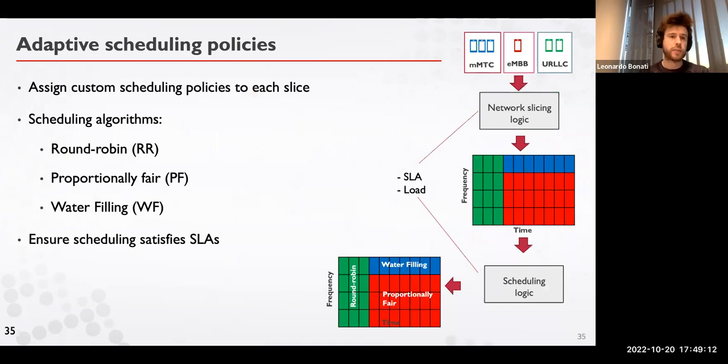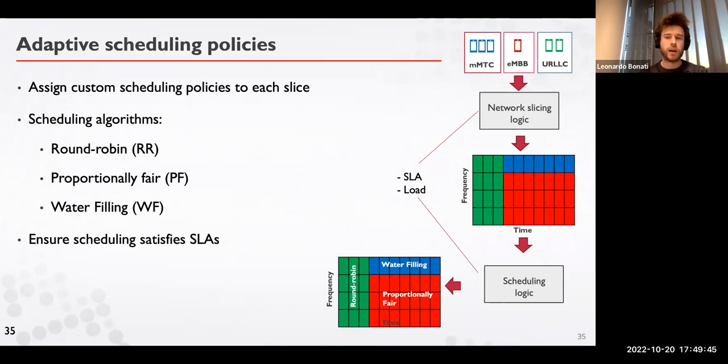Then another use case can be to adopt scheduling policies inside our network. So going back to the previous example, we still have our spectrum divided in the three applications. So we have the green, the red, and the blue application. And based on the requirements of each one of these applications, we might want to use different scheduling algorithms for these different applications. So for instance, to give some priority to some services, or to give some fairness to other services. And here I'm just mentioning three popular algorithms.